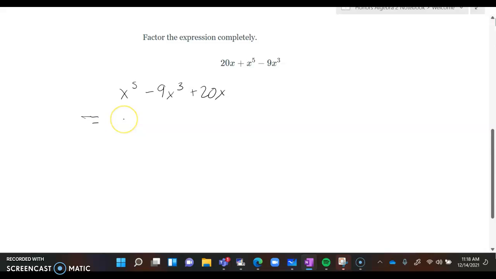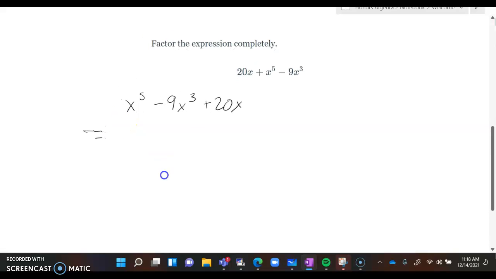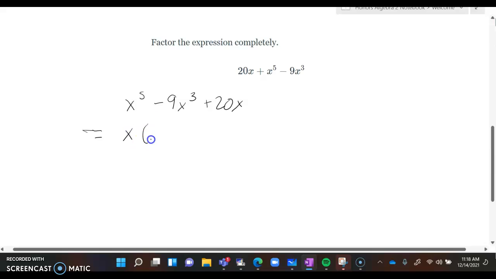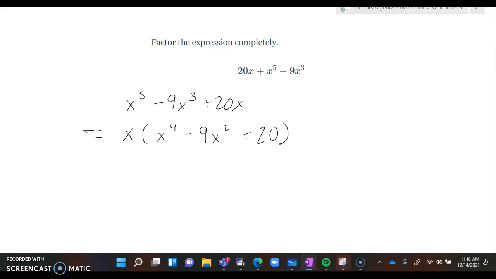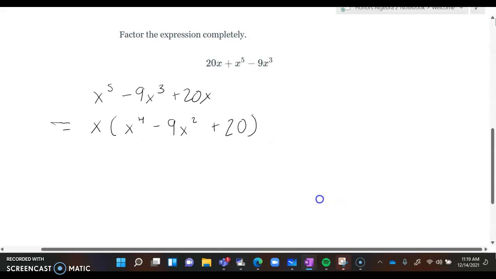And we're up to that this is x times x to the fourth minus 9x squared plus 20. Now here's the deal. This is still not a quadratic, right? It's not a times x squared plus b times x plus c. Except also it kind of is at the same time, all right? So here's what I mean by that.